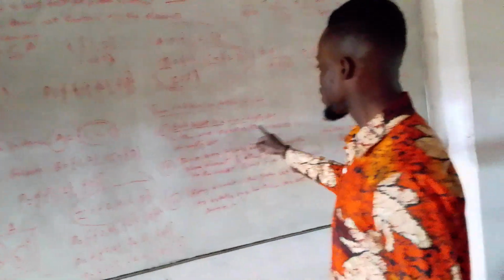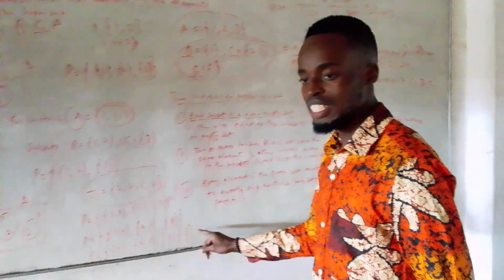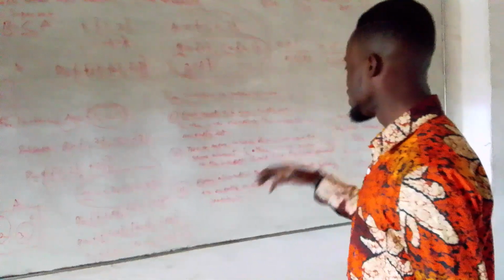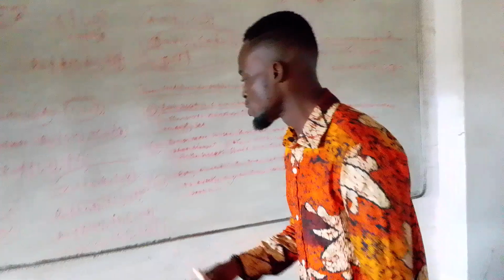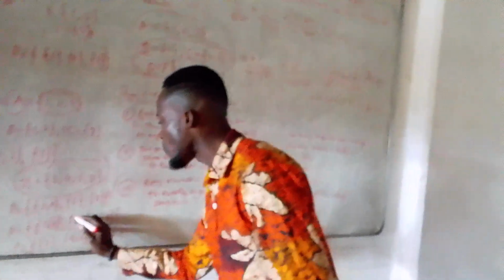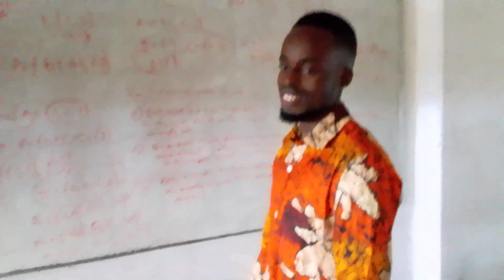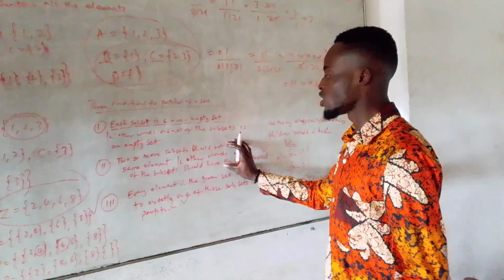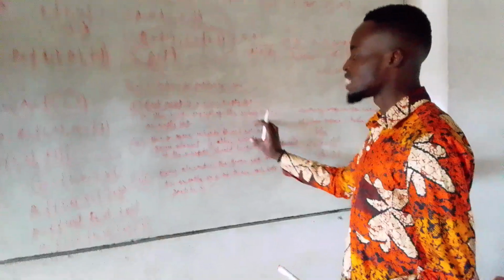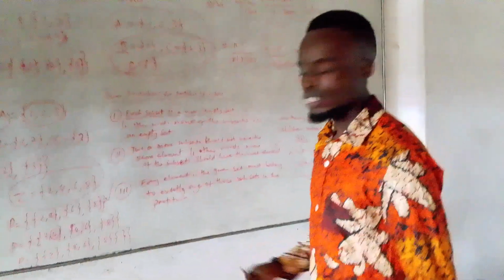Then let's look at the second one. Let's see whether it satisfies the first one. Yes, it does. There is no empty set. Then let's look at the number 2 condition. It does not, because we have 4 appearing twice. According to the second condition, there shouldn't be any subsets that have the same element. So this one is not.